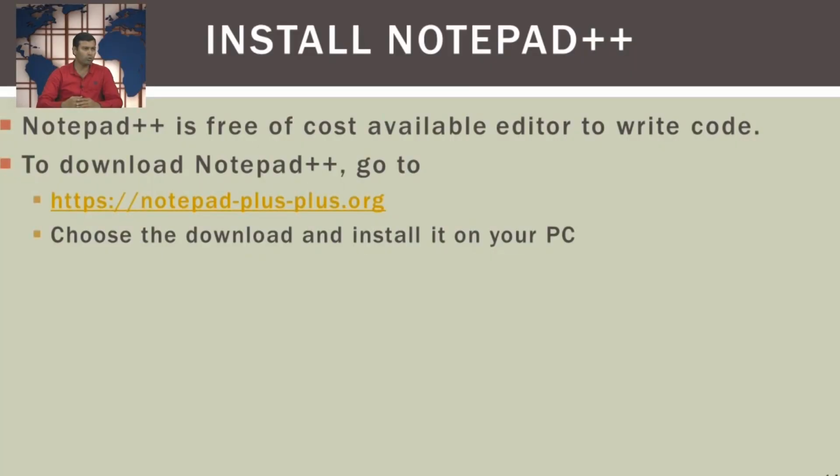Now, for HTML we are using the Notepad editor, but for writing PHP, of course, we can use Notepad, but I prefer a freely available editor called Notepad++. Again, it is freely available, so you can download it from the internet. The URL to download Notepad++ is notepad-plus-plus.org. You can download it and click the exe file. So, very easily it will install on your PC.